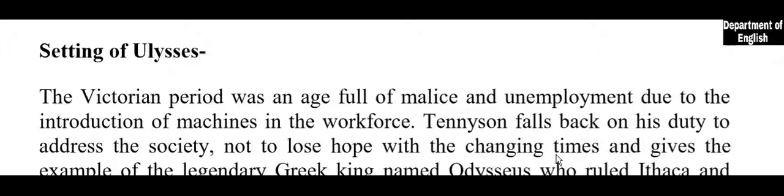The Victorian period was an age full of malice and unemployment due to the introduction of machines in the workforce. Tennyson falls back on his duty to address the society, not to lose hope with the changing times, and gives the example of the legendary Greek king named Odysseus, who ruled Ithaca and was the ancient hero of Dante's Inferno.